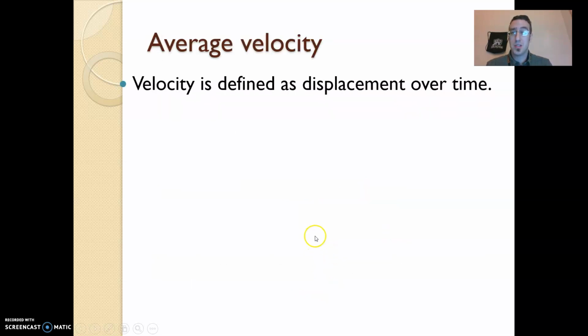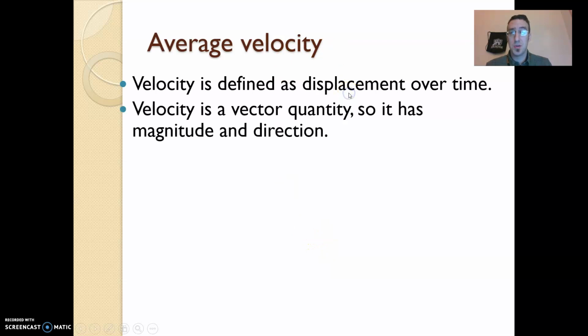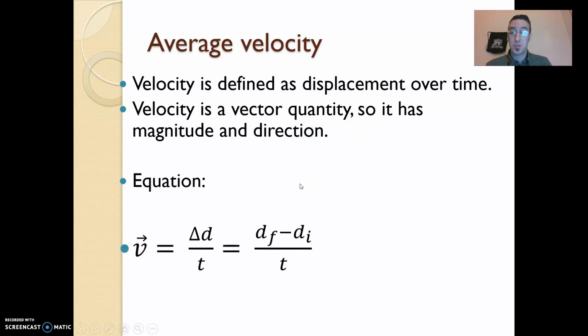Velocity is different, since velocity is a vector. It's defined as displacement over time. It has magnitude and direction, so there's a number and a direction associated with it. So its equation is the displacement over time, or the difference between the final and initial positions, over time. And the units are still meters per second, that's not any different.